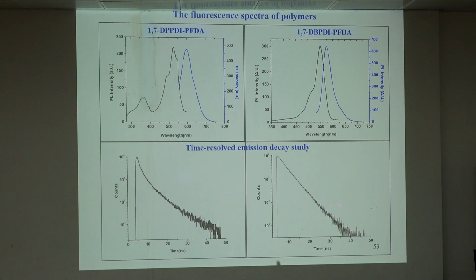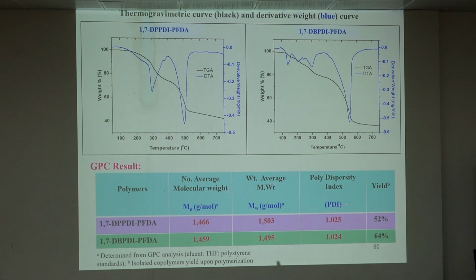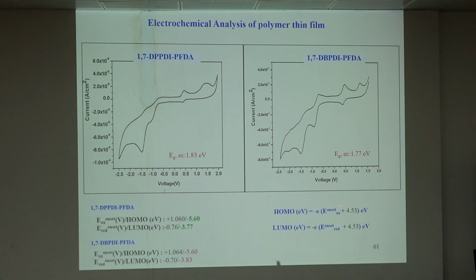We find very good values. We find the lifetime and thermal properties. Thermal properties are stable for this compound, and we get a molecular weight by the GPC method of approximately 1400. So we make a device. Then HOMO-LUMO calculations; we can do the HOMO-LUMO calculation for the same two polymers. The band gaps are 1.83 and 1.77.